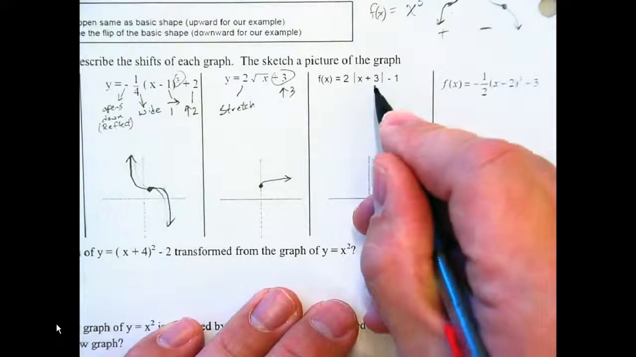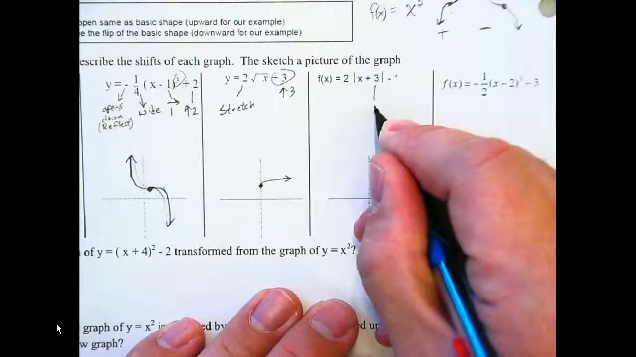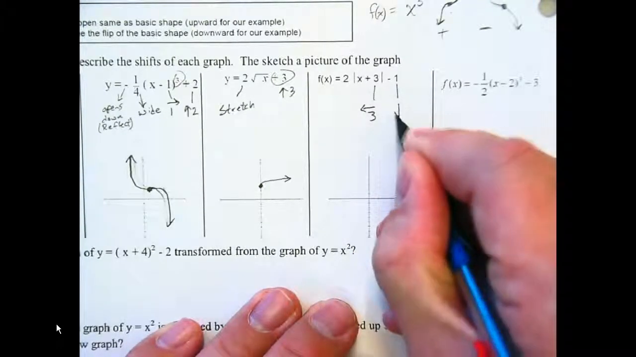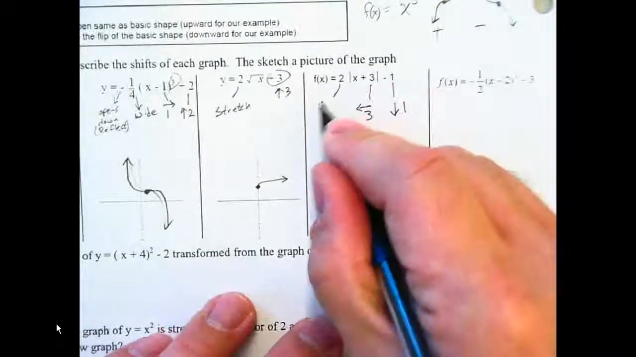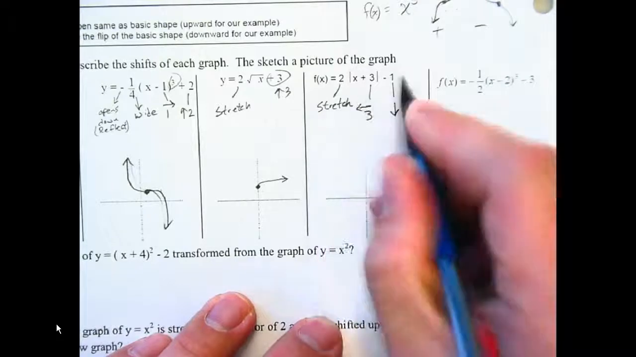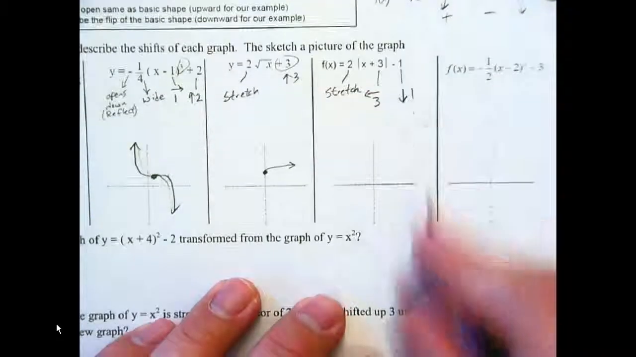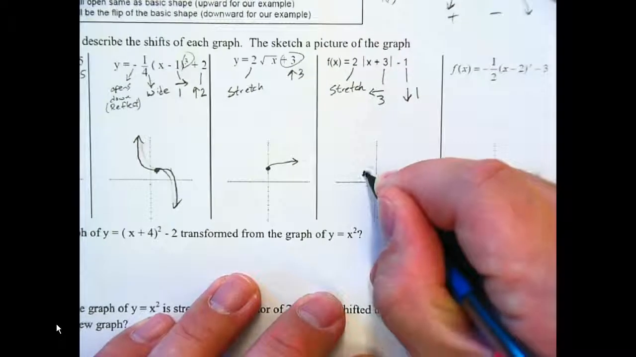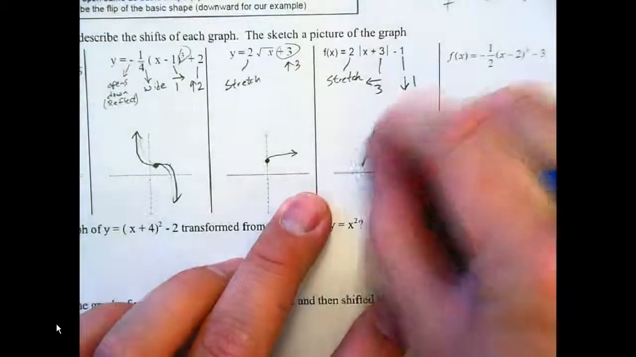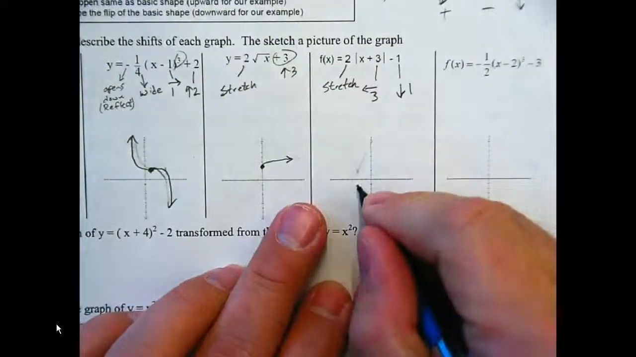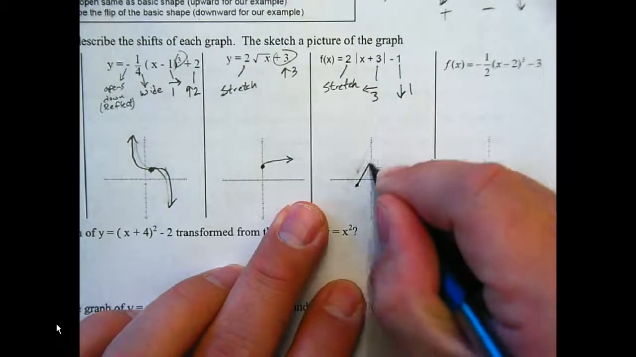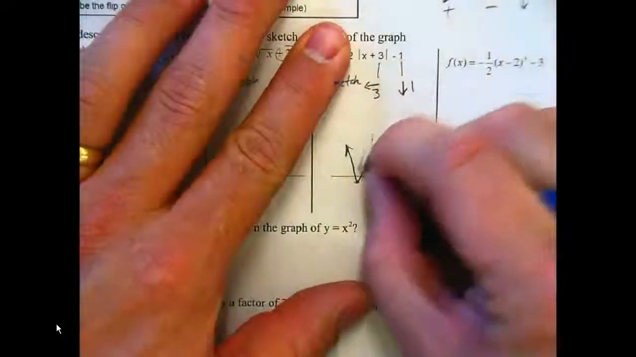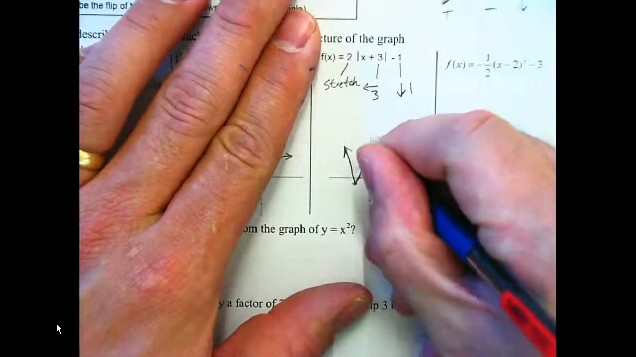What's this one? It's to the left 3. Left 3. This one? Down 1. Down 1. And here? Stretch. Okay? The absolute value means it's going to go in a V. Absolute value means it's going in a V. So 1, 2, 3, up 1. It's stretching. That was down 1. Was it down 1? Yeah. Thank you. Down 1. Okay, and it gets narrower than the normal, which doesn't look too narrow. Make it a little more narrow.